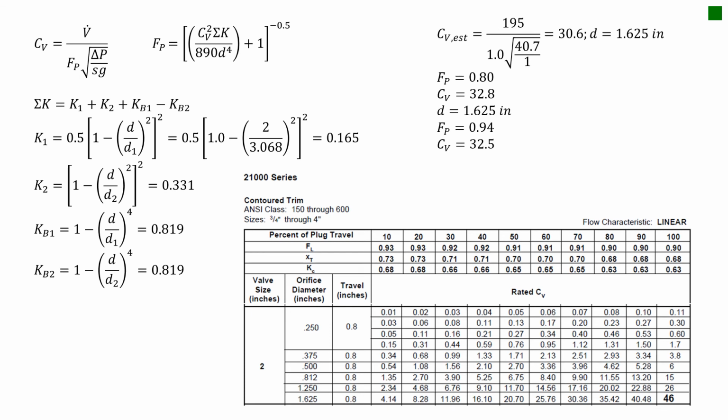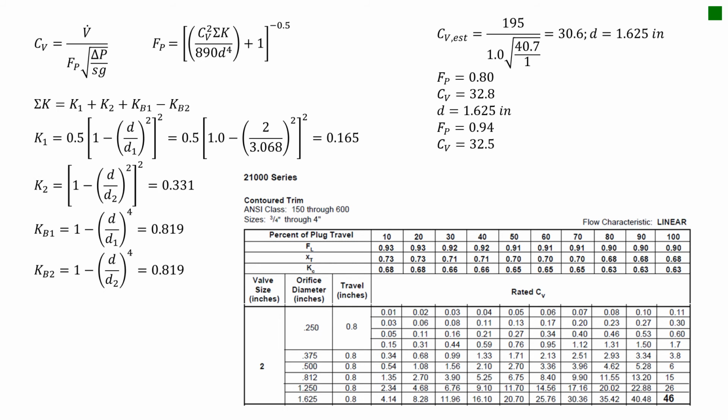So I'm going to assume that I have an FP of 1 for the time being. And so what I want to do is calculate what that estimated value of CV is. My flow rate is 195 gallons per minute. Let's first assume an FP of 1.0, and the square root of the pressure drop. And that gives me a CV value of 30.6.